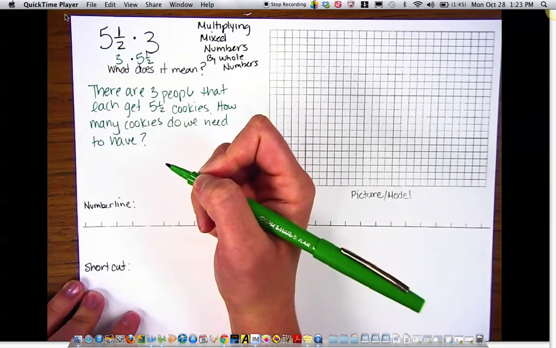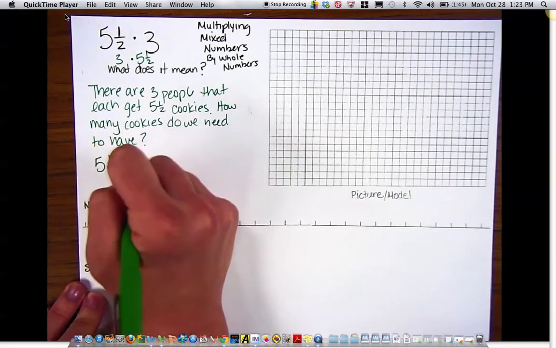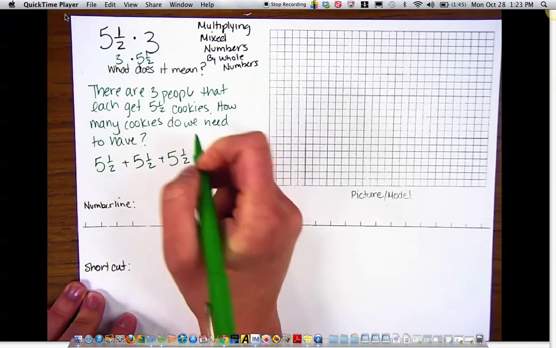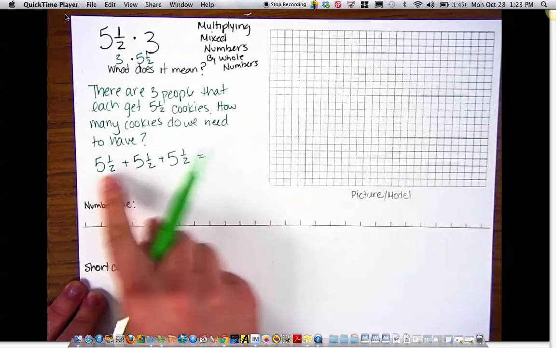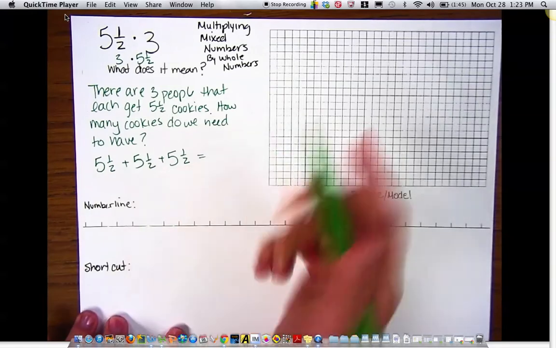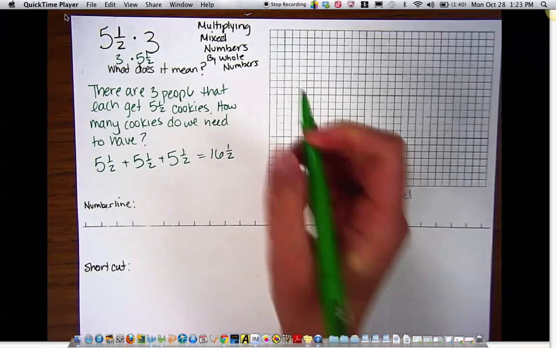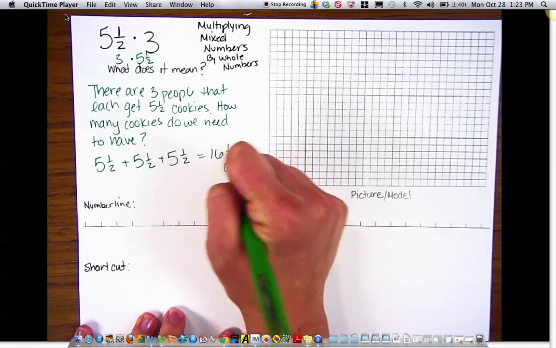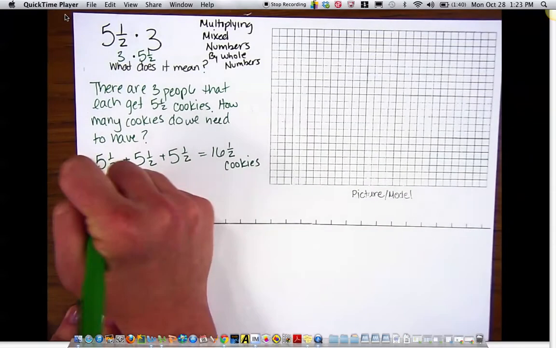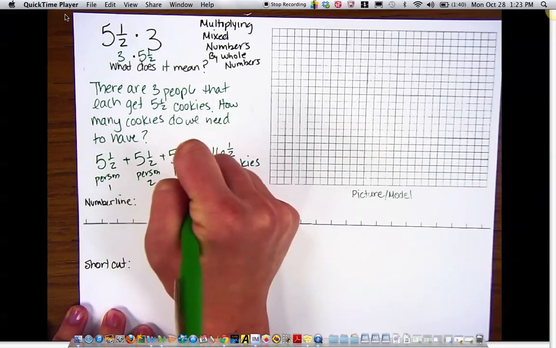So we could write this as repeated addition because that's what multiplication is. I can say 5.5 plus 5.5 plus 5.5. When I add those together, I can say 5, 10, 15. Then half and half make a whole, that's 16, plus another half gives me 16.5. Just as before, I want to confirm my answer. Oh, and I need to say that this is 16.5 cookies. I want to make sure that I label what my answers mean. And this is going to be person 1, person 2, and person 3.